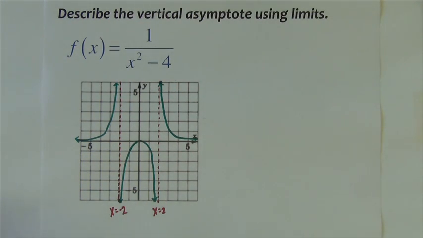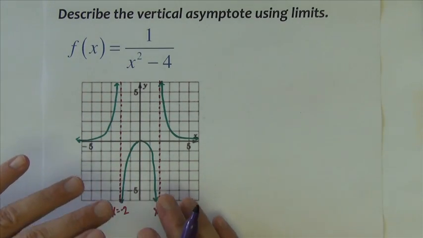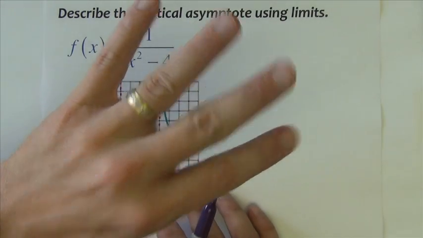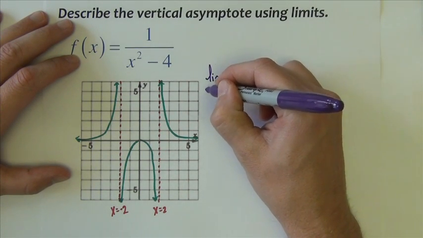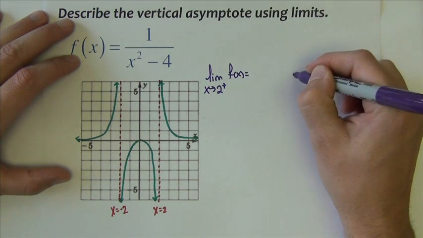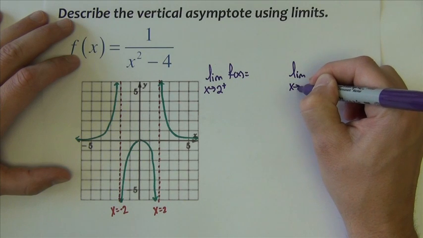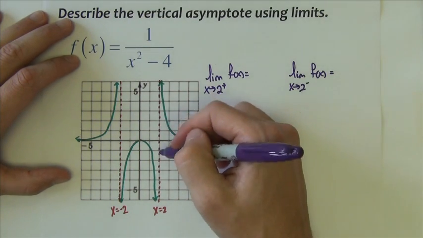Now, we want to describe the asymptotes with limits, and in the previous 2 slides, each asymptote required 2 limits, a right and left side. Same thing's going to apply here. Since I have 2 asymptotes, I'm going to have 2 limits for each one. I'm going to have four limit statements. So I want the limit as x approaches 2 from the right, and the limit as x approaches 2 from the left. Okay, so that'll get this one.